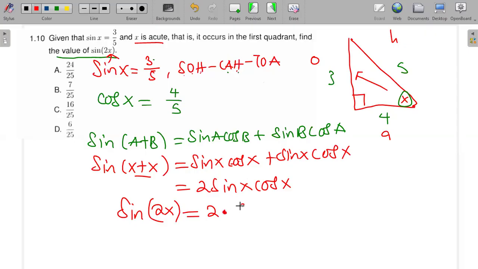Sine x is 3 over 5, cos x is 4 over 5. So let's multiply. 2 multiplied by 3, I get 6. 6 multiplied by 4, I get 24. 5 multiplied by 5 multiplied by 1, I get 25. So that's the answer there, 24 over 25, which is option A. So we're done with section A.